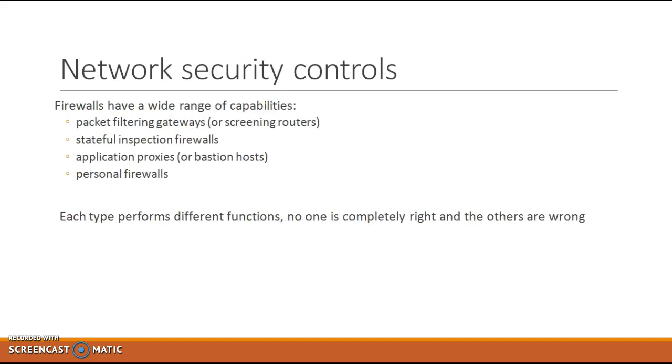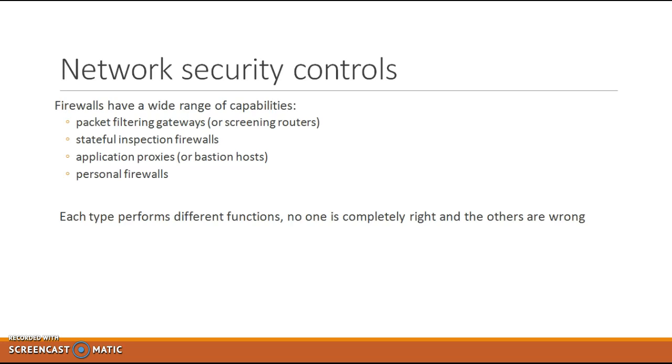A firewall has a wide range of capabilities. What can it do? It can do packet filtering gateway or screening routers. It can check the source address, destination address, and source port and destination port. It can do stateful inspection. Stateful means not only the addresses but also the content and the patterns. The next one is the application proxy, meaning bastion host. It also checks which applications should be allowed and which should not. And then personal firewalls, at the personal level from computer to computer.